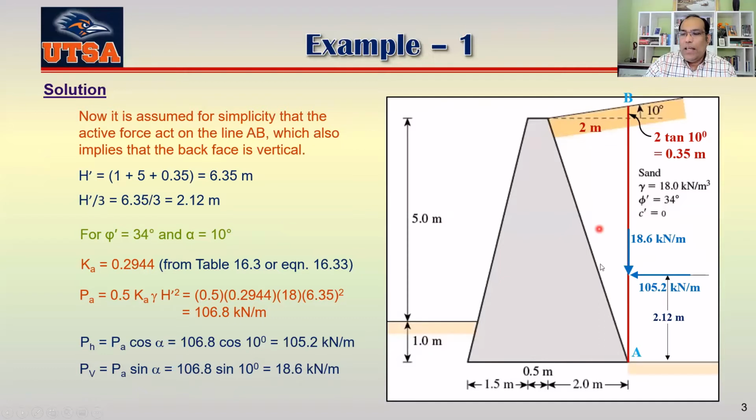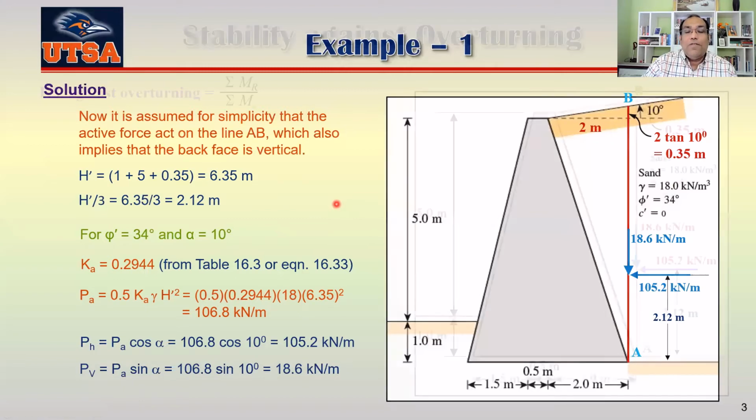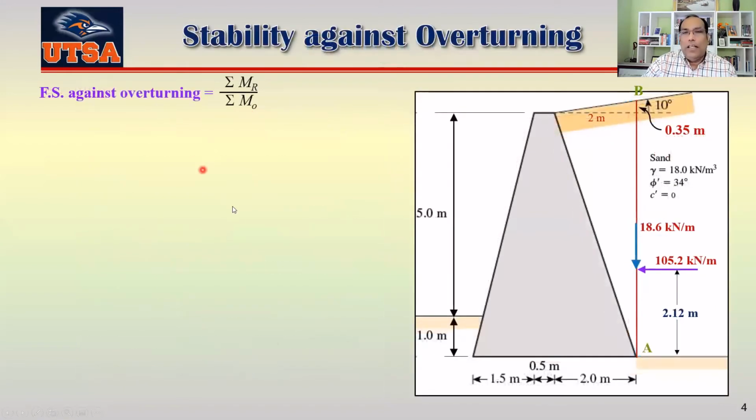So now we know what the forces acting from the part of soil are. Now let's move forward and try to see the factor of safety against overturning. We know that the factor of safety against overturning is the summation of moment trying to resist that overturning, divided by the summation of moment that's trying to drive the overturning.